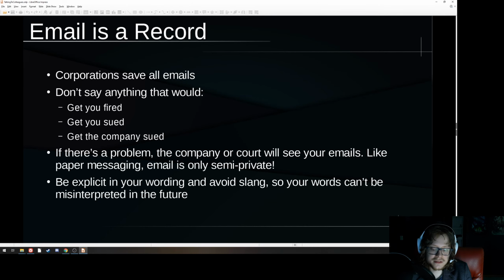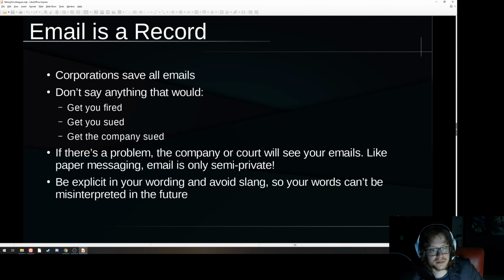Remember that email is an official record. Corporations will generally save all of their emails, so don't say anything that would get you fired or get the company sued. Don't say anything that you don't want read in a courtroom somewhere. If there's a problem, like the company gets audited, or somebody sues, or you get fired and you don't like it, or anything like that, your emails are all going to go to court, and that's not going to be fun. So just like paper messaging, email is really only semi-private.